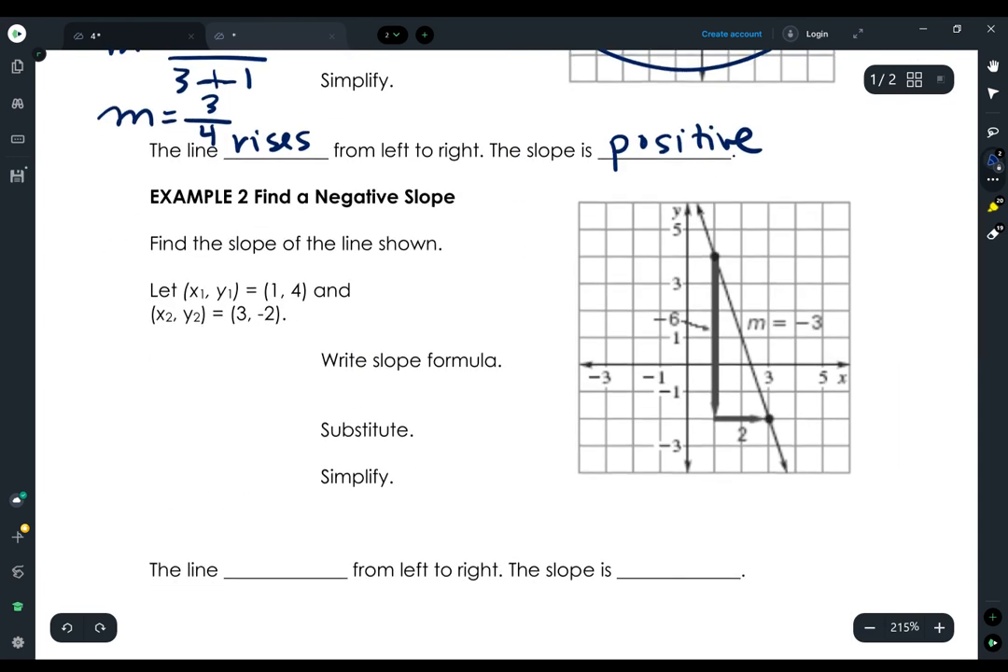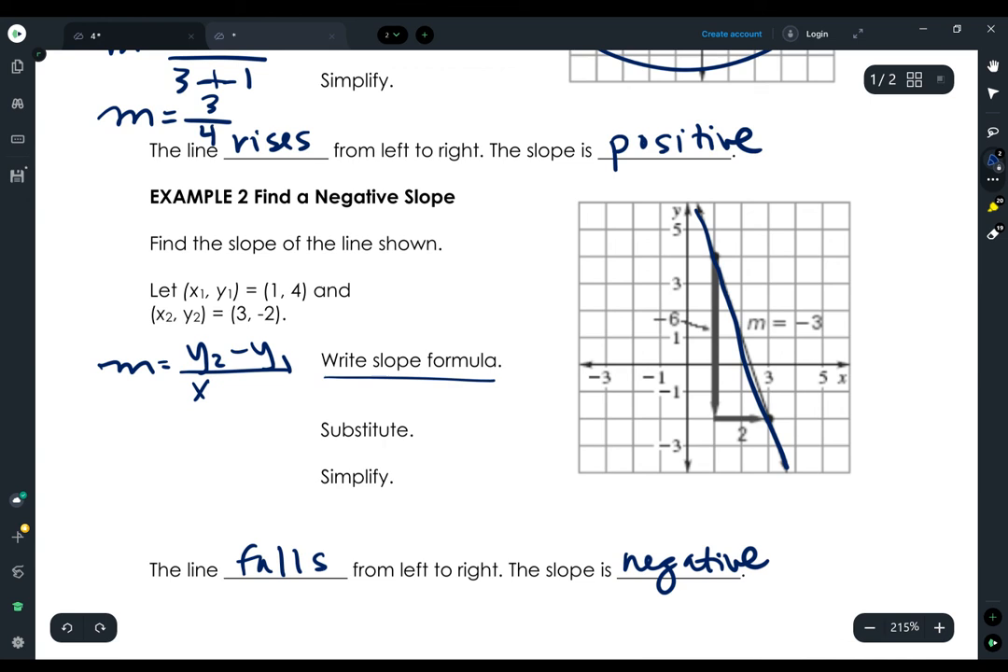Next, we're going to find a negative slope, and I can tell it's negative because the line is falling from left to right. So we could go ahead and write out this part. Same steps again. I have 2 ordered pairs. It says write the slope formula, so I'm going to do that. Best way to memorize a formula is just to write it out a lot. After I write out my formula, I'm going to substitute. So y2 is negative 2 and y1 is 4. So negative 2 minus 4.